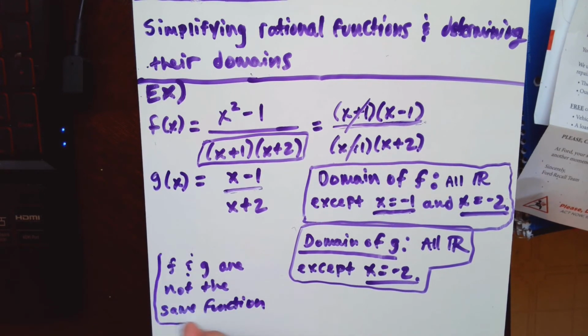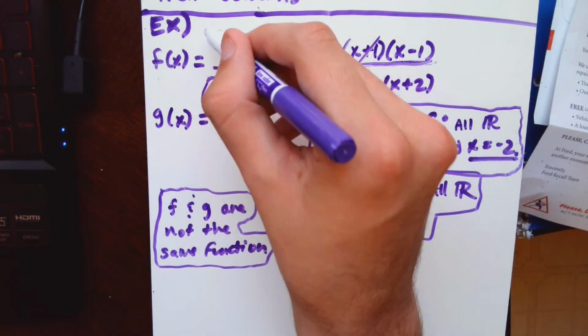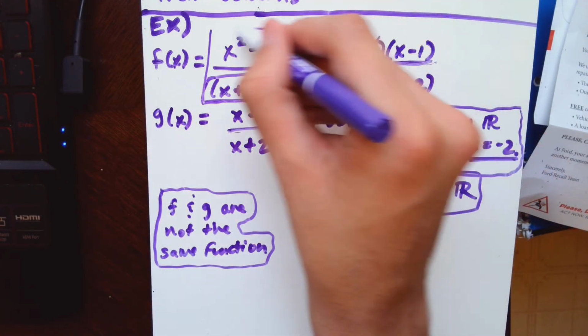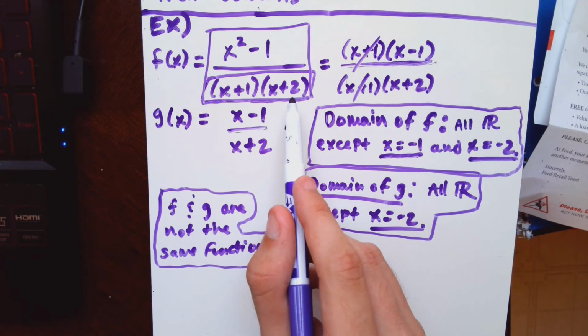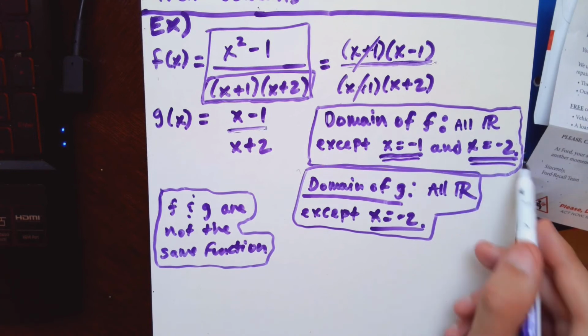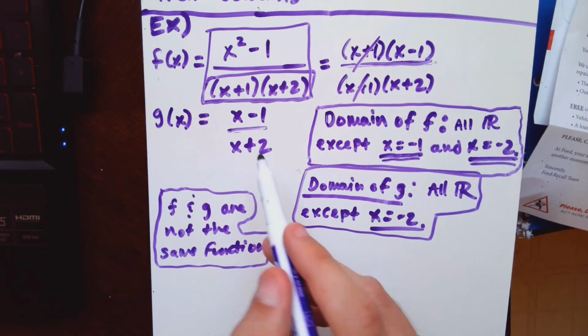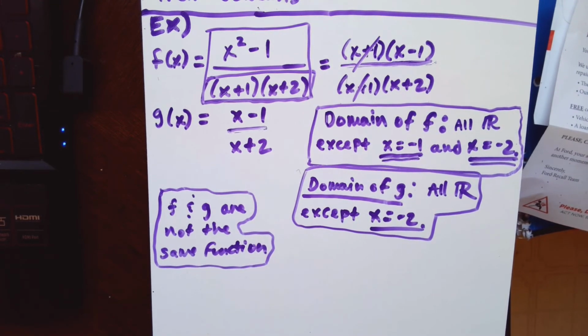When you're finding the domain of a function, do not simplify it before finding the domain. Just leave it as it is. So leave it as x plus 1 times x plus 2. Determine where either of those are 0, which in this instance it was at -1 and -2. So the domain of f is all real numbers except -1 and -2, but for g, it was all real numbers except -2. So I think that's all I'm going to talk about for this video, but maybe in the next video we'll get into some more simplifying rational functions.